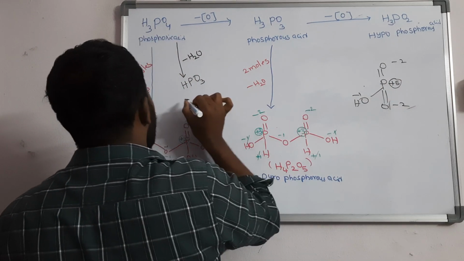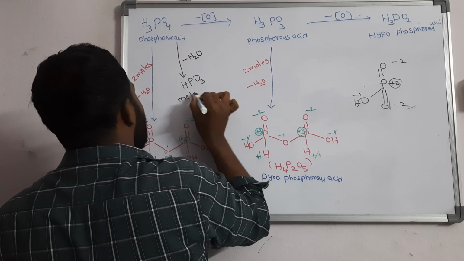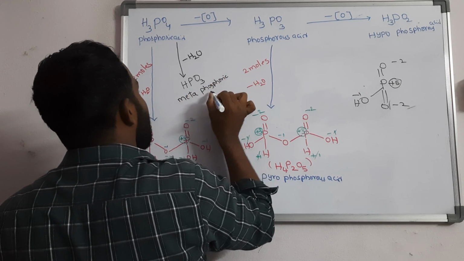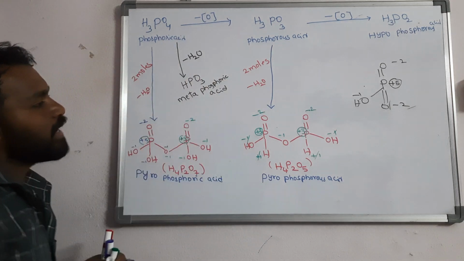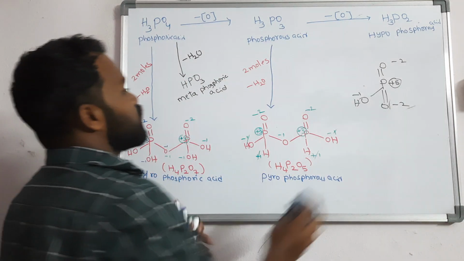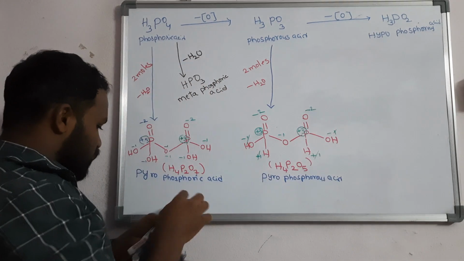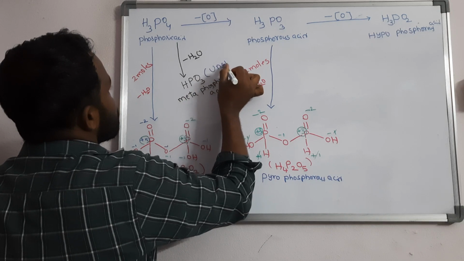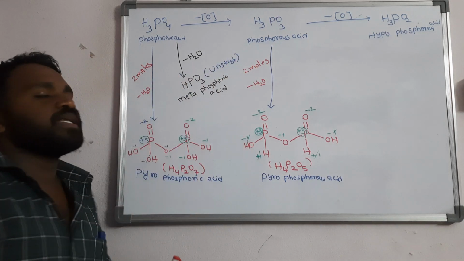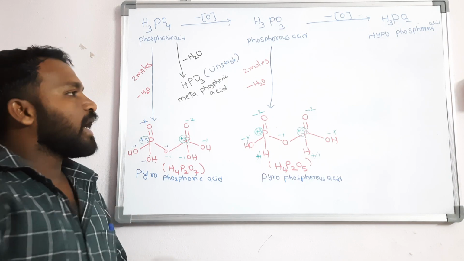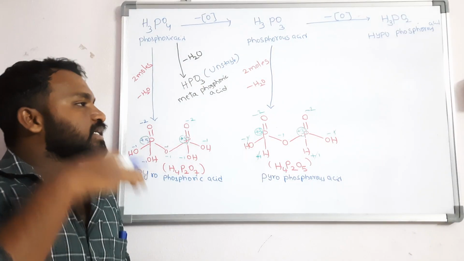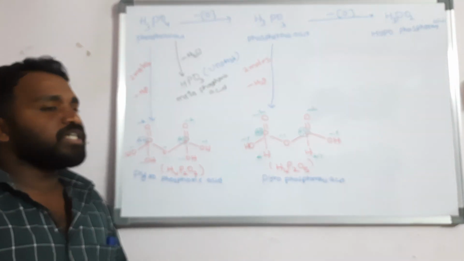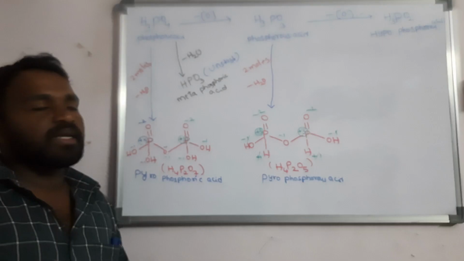This is called metaphosphoric acid. But you should remember, this is an unstable compound. This is an unstable oxyacid. It does not exist, and it gets polymerized into a 3-membered ring and 6-membered ring like this. It gets polymerized into 6-membered and 12-membered rings like this.